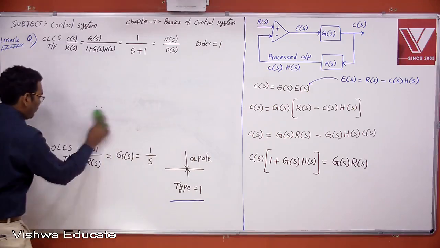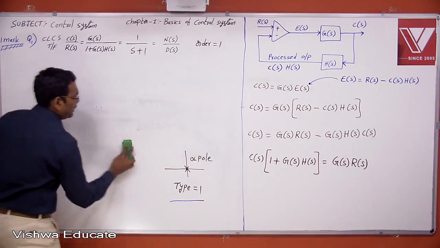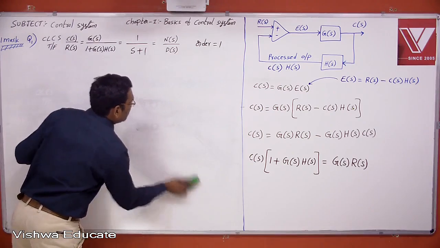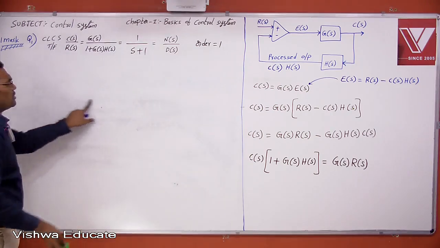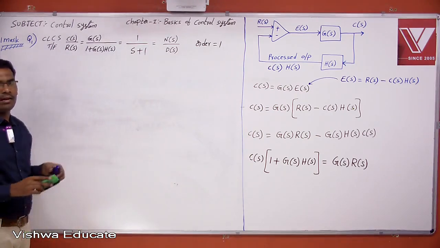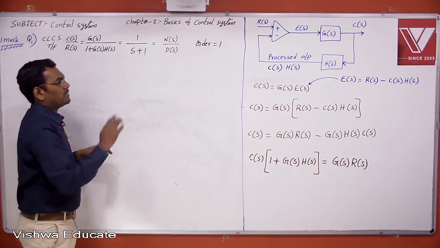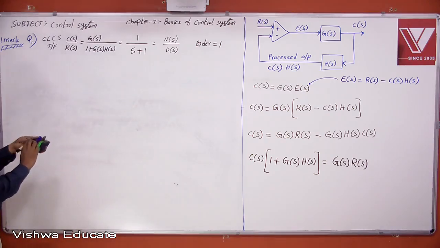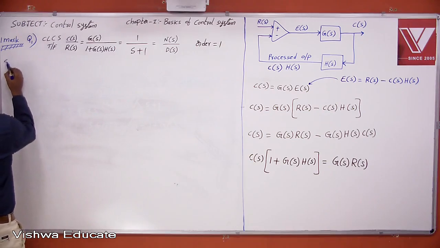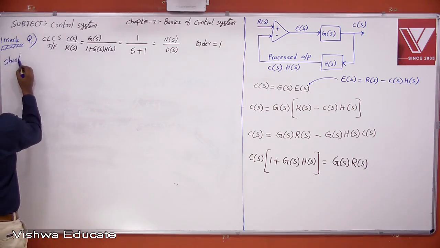For finding the type, what do we require? We require the open loop control system transfer function. No cross multiplication, cancelling G of s, all these things are not required. Now we can get the answer directly. This is a shortcut method. See here, this is a shortcut.